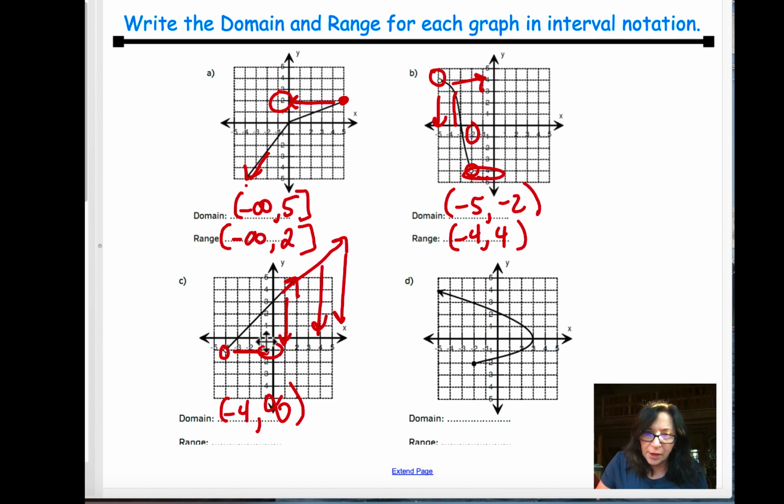So this low value here is negative 1, but because it's an open circle, it's a parenthesis, and then it's going to go also to infinity. For D, the last one, to find the domain, remember, it goes left to right.